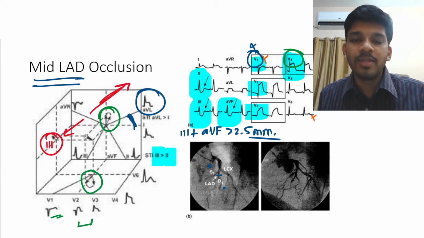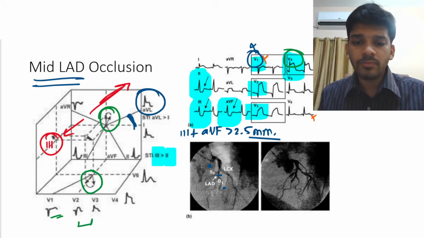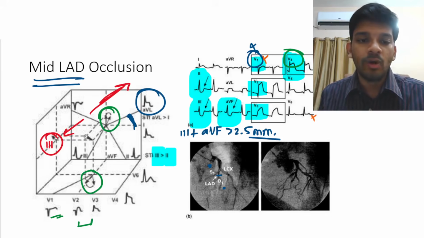And the high part of the septum is obviously not affected. Whether the apex is involved or not depends on whether the LAD is short or long. Most of the times the LAD is long, so in 80% of the cases the apex is involved.